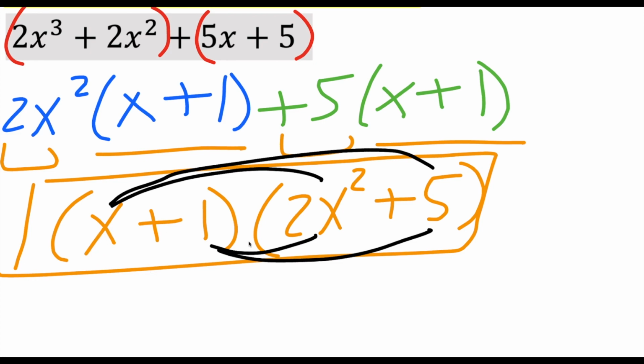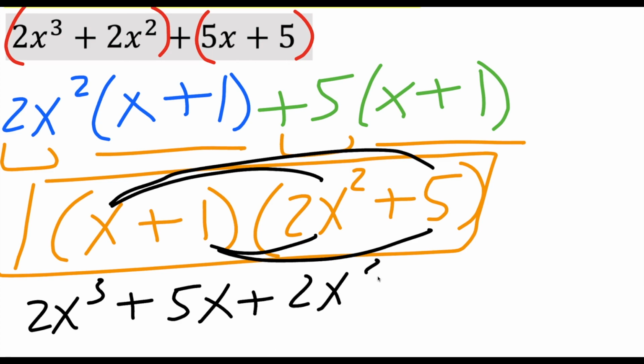x times 2x squared would give us 2x cubed. x times 5 is 5x. 1 times 2x squared is 2x squared. 1 times 5 is 5. And let's see, does it match? 2x cubed, 2x cubed. 2x squared, 2x squared. 5x, 5x, 5, and 5.